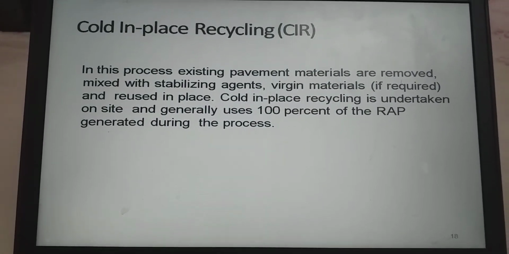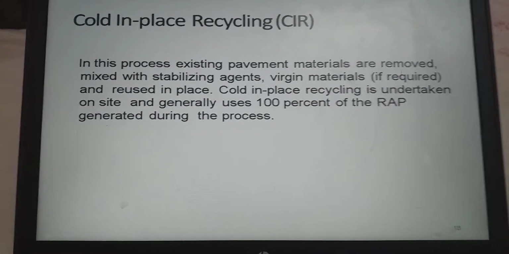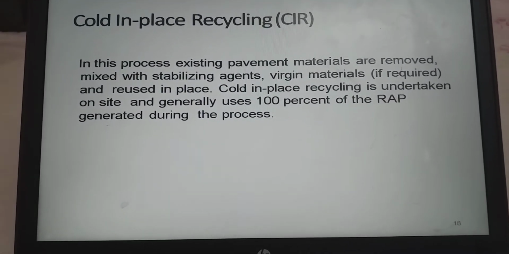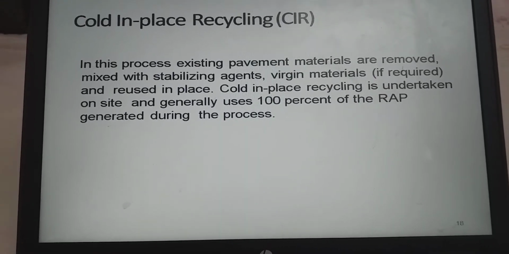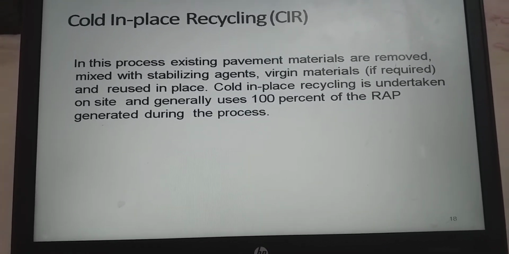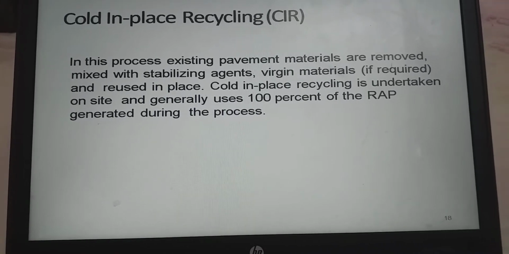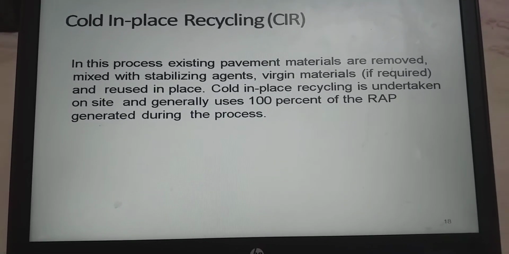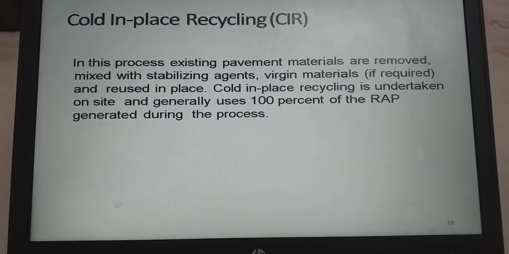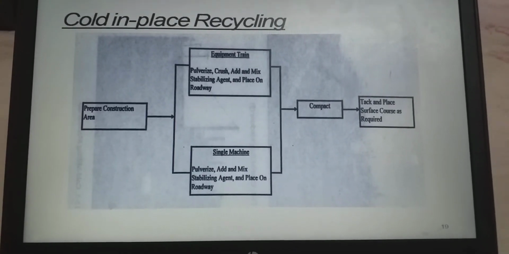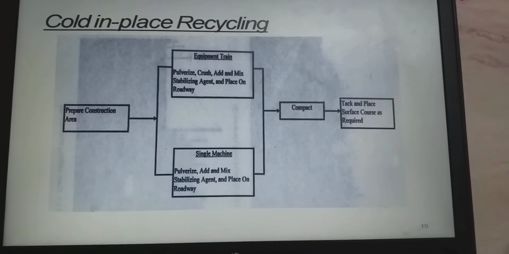Then cold in place recycling. In this process, existing pavement material is removed, mixed with the stabilizing agent and virgin materials, and reused in place. See, this is the process of cold in place recycling.